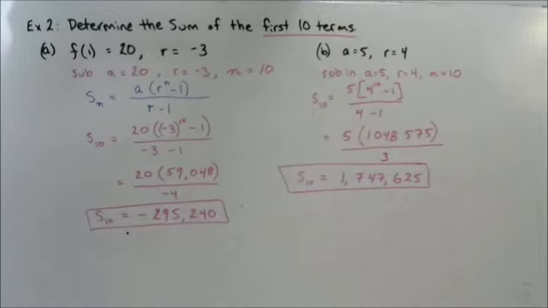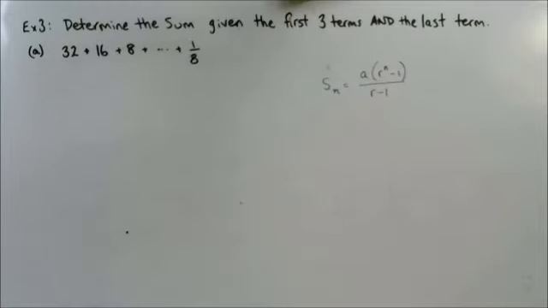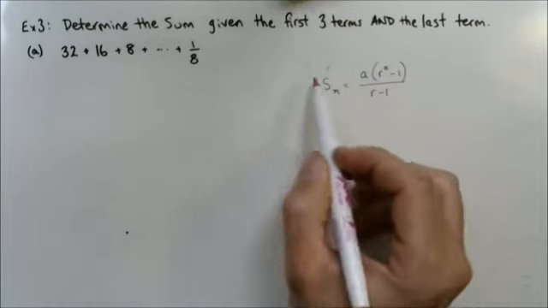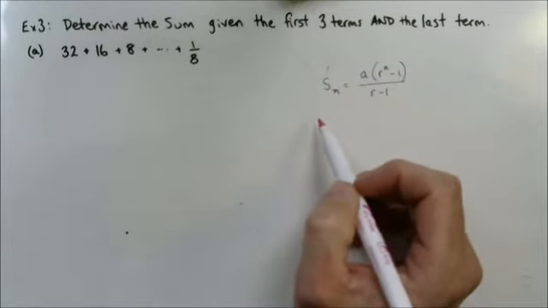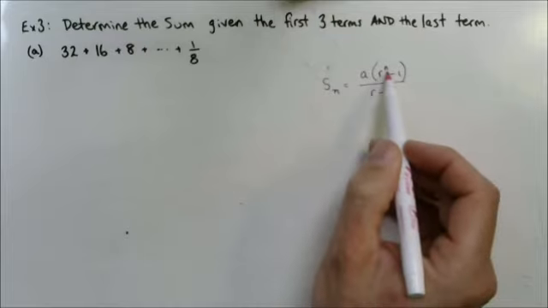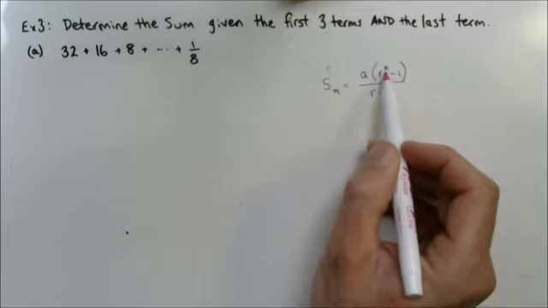And in the subsequent examples, we'll find out that you can use the formula even if you do not have this exact information. So in example 3, we are going to determine the sum of the geometric series given the first 3 terms and the last term. Now we know if we're going to be determining the sum that we're going to be using this formula, but I don't have enough information because I don't have the value of n. I don't know how many terms are in this sequence.